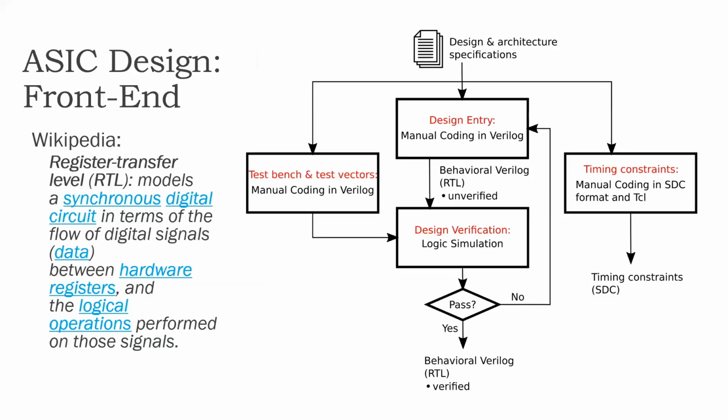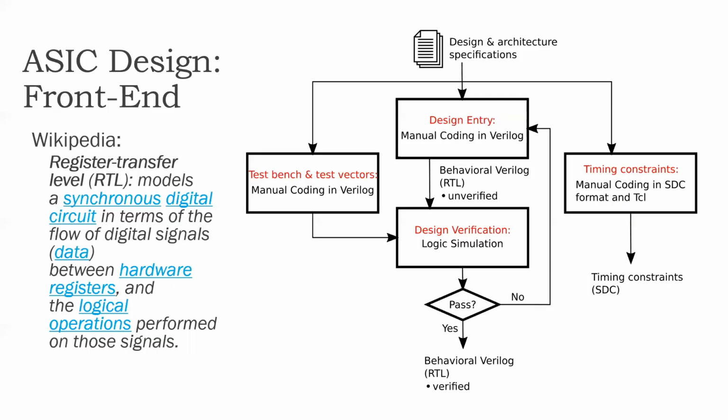So although this class is not going to be on the front end of the ASIC design process, I'm just going to show you one slide just to set the context and give you an idea of what actually happens in the front end. And this is all that we're going to do as far as ASIC front end is concerned. Like I said, this class is very much focused on the back end. So how does an ASIC design even begin? An ASIC design, as you would expect, begins with a document where a specification is written up. So the start of an ASIC design is a design and architecture specification, and that would be essentially a PDF.